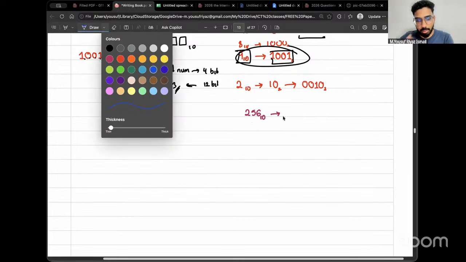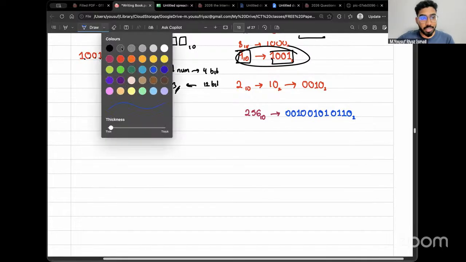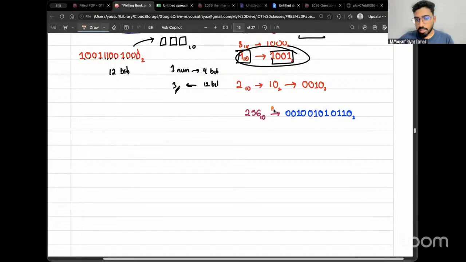So number 2 in binary is 0010. And number 5 in binary is 0101. And number 6 in binary is 0110. Okay. So 256, if I convert to binary using the BCD method, this will be my answer.